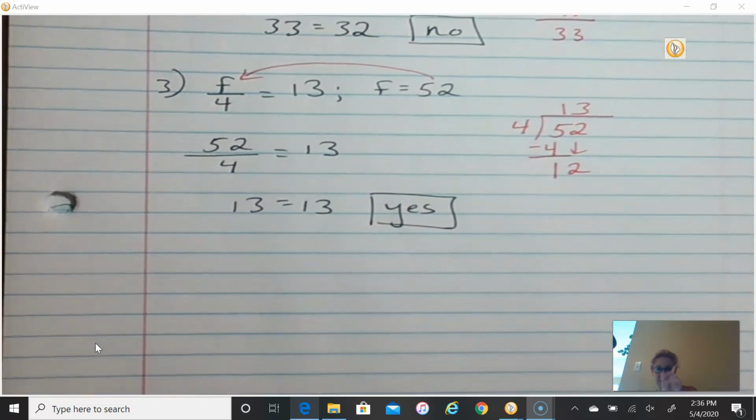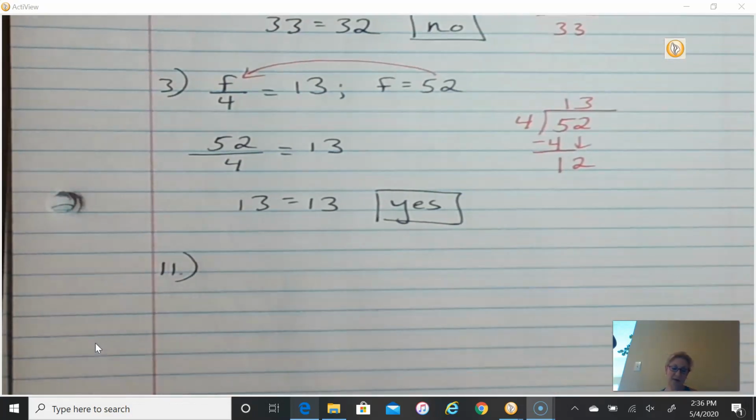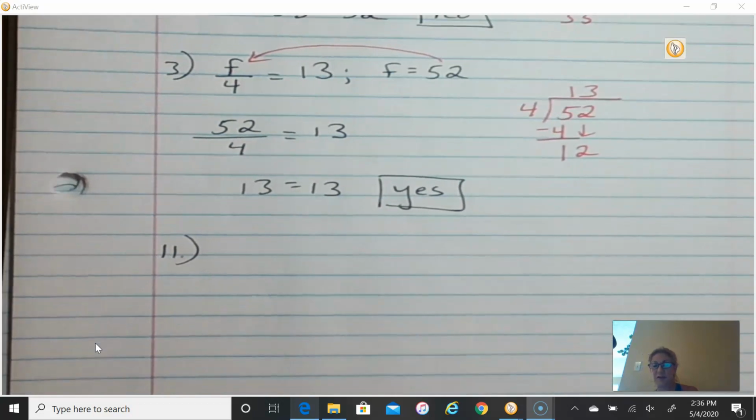Okay? I think you get the idea. All right, let's move on to the other stuff that's kind of weird. Number 11. It just says solve each equation. What they mean by that is they want to know what the letter is.